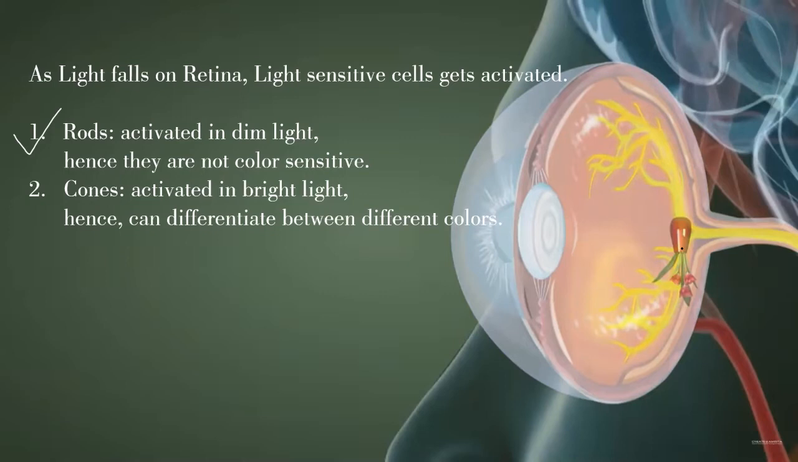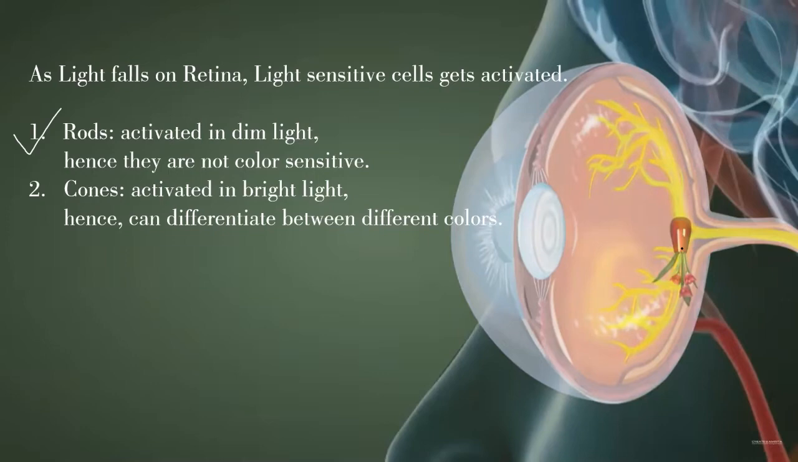Rod cells are activated only in dim light. Tell me, you are sleeping at night. There's no light on in your room, and you want to observe something in the dark only. Will you be able to observe that object very clearly? Will you be able to differentiate its color very clearly? No, because the light is dim, right? Rod cells get activated only in dim light, so they are not able to differentiate between colors. They are not color sensitive, because when dim light is there, we are not able to differentiate between different types of colors.